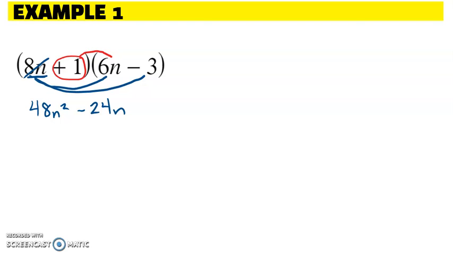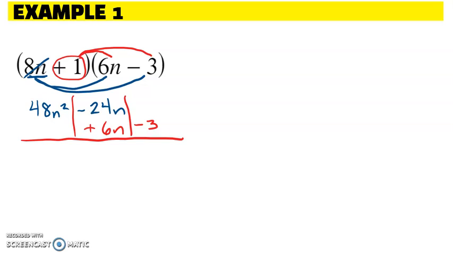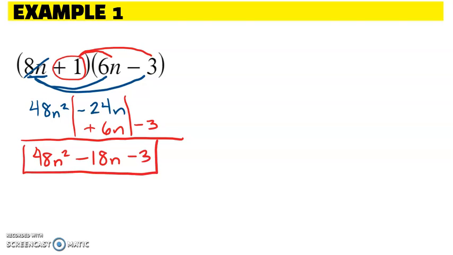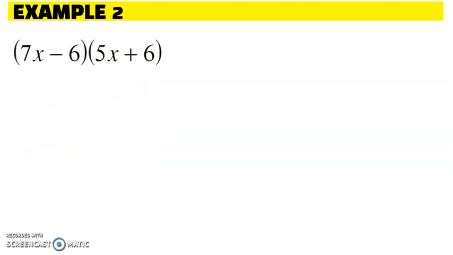So 1 times 6n is positive 6n, and I'm going to create a little bit of a stack here, just to help my brain. 1 times -3 is -3. And then you can just combine here, right? 48n squared. -24n plus 6n is -18n, and then we have our -3. That would be it. Okay, and I like doing the stack because it makes it real clear that, hey, those are like terms.